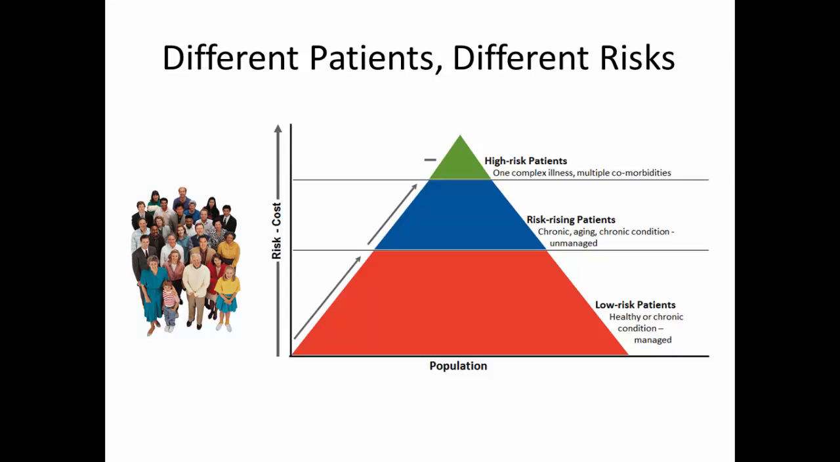While at the same time, if you look at this blue category, the risk-rising patients, these are patients that are not high risk yet but are moving in that direction. What can we do, thinking about broad categories of patients, to better care for them and better manage the needs of patients so they don't enter into the high-risk category?